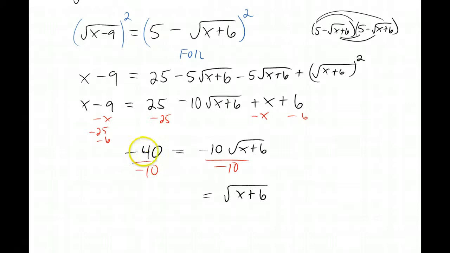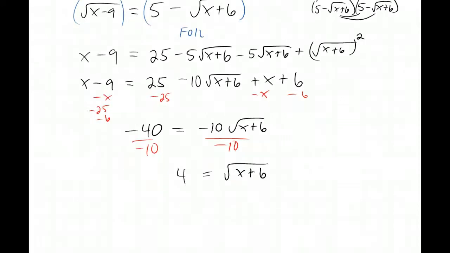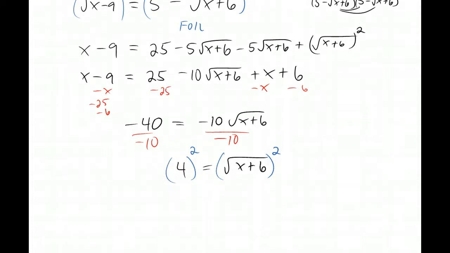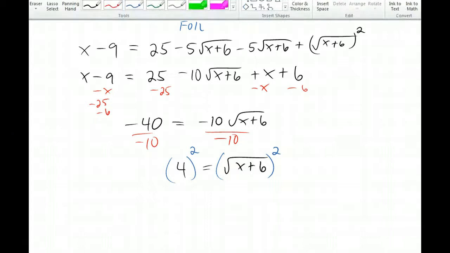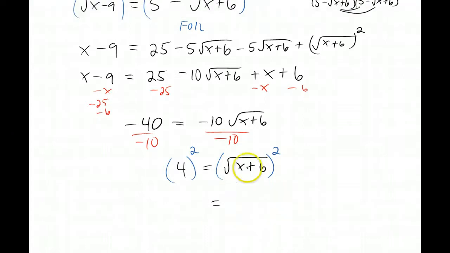And on the left, you have negative 40 divided by negative 10. That's just 4. Now we're at a point where we have one square root left in the problem. We can get rid of it really easily by squaring. We square both sides of the equation, and on the right, the square and the square root cancel. We just have that one term, so they cancel each other out, and you're just left with x plus 6. On the left, you're left with 16. 4 squared is just 16.